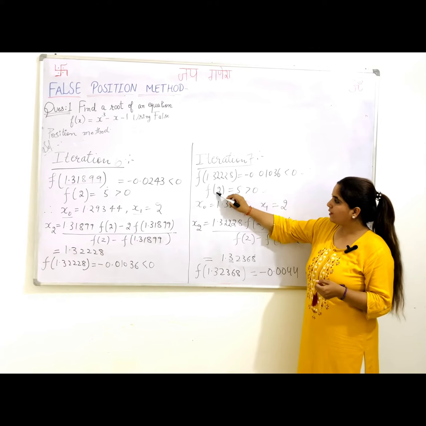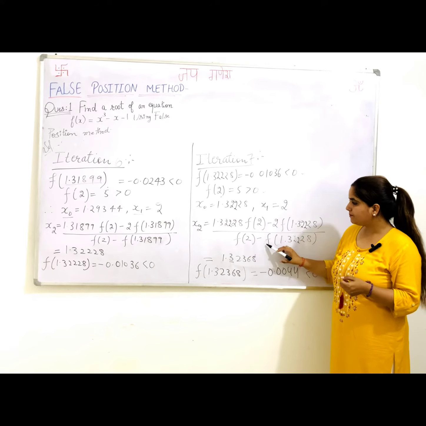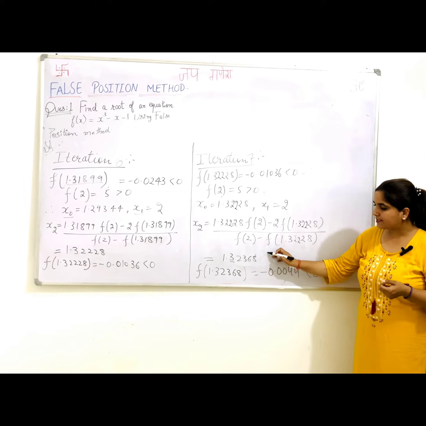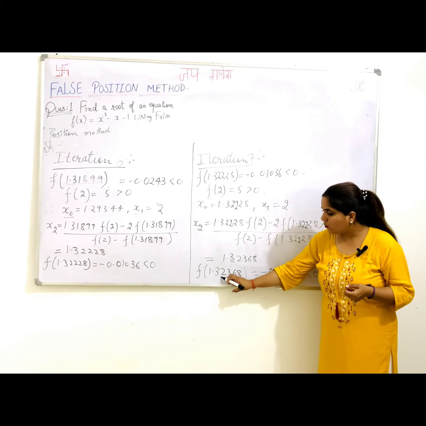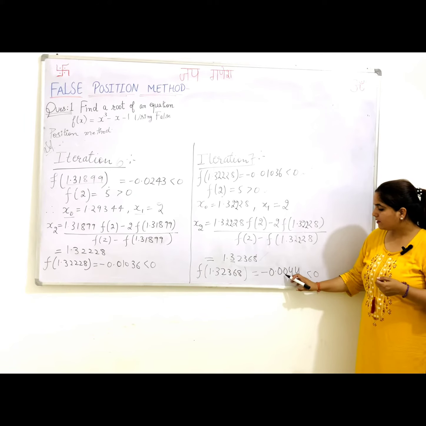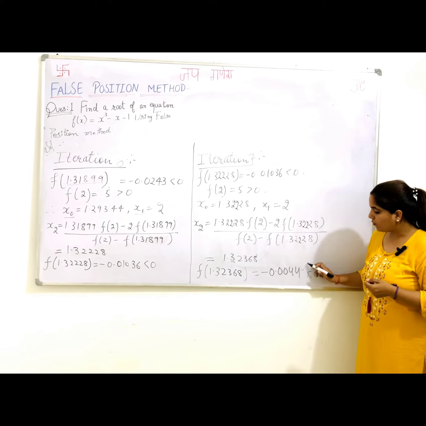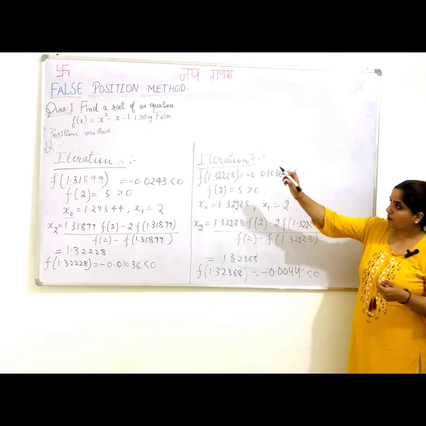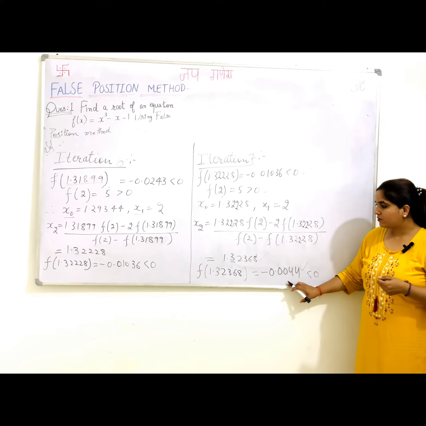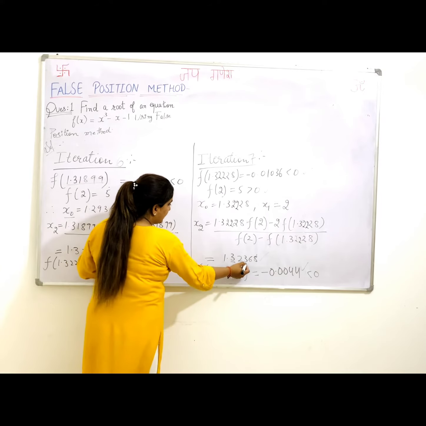Again these two values will be considered as x0 and x1. Again putting in the formula of false position method, and we are getting the new answer as 1.32368. Answer is again minus 0.0044, again a negative number. So as you already know, this value will be solved from the given value, that is x cube minus x minus 1. So again we cannot stop at 1.323.